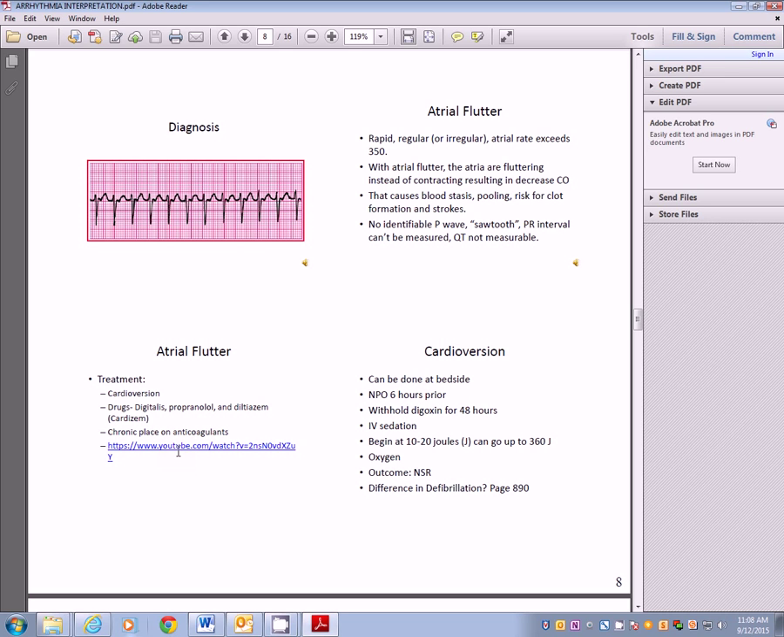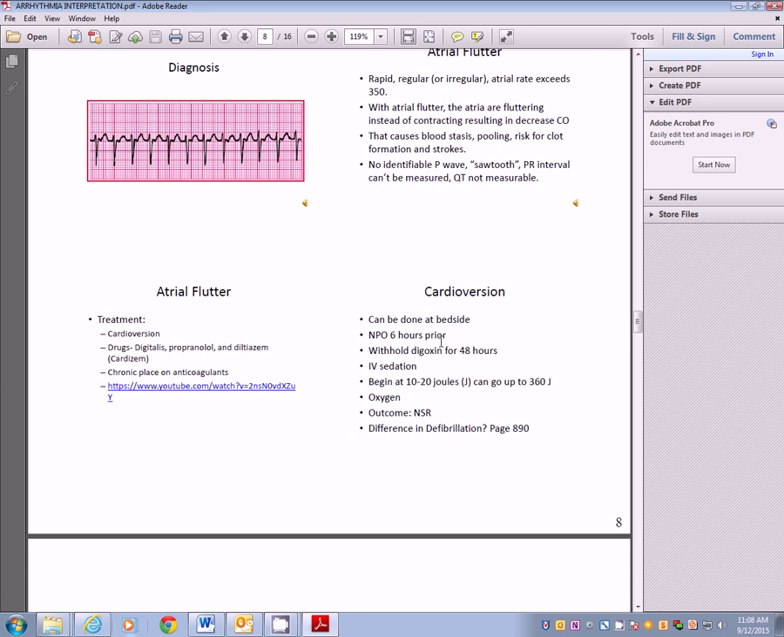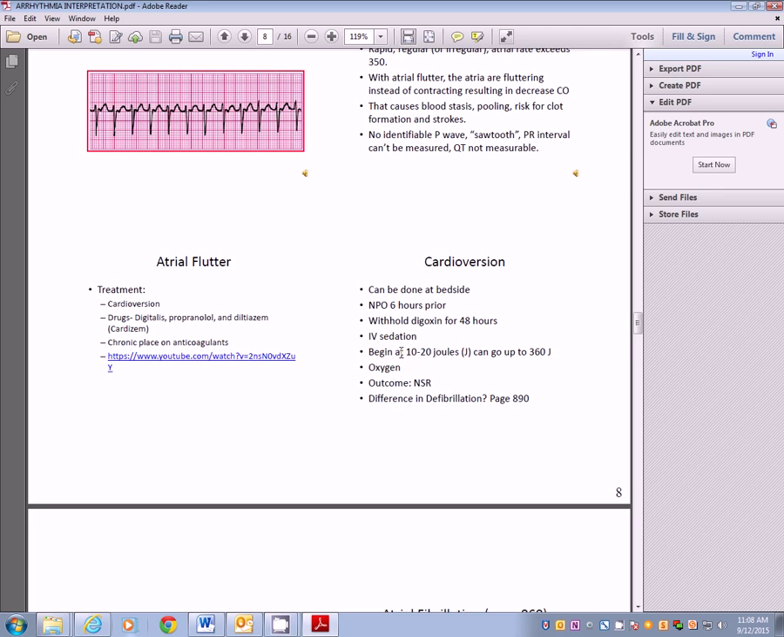I've included a YouTube here on cardioversion. You will need to watch that. This can be done at the bedside. Usually they want them NPO for 6 hours prior to cardioversion. If they're on DIG, they'll withhold that for 48 hours. They will give them some type of IV sedation. That will usually begin at 10 to 20 joules, and they can go up to 360. The more they go up, the more likely they are to cause some damage and can cause burns. Oxygen, the outcome, of course, is we want them to go back into a normal sinus rhythm.